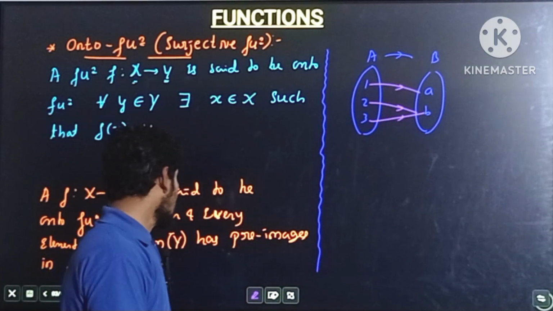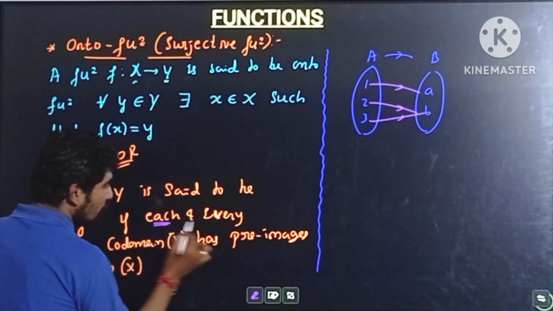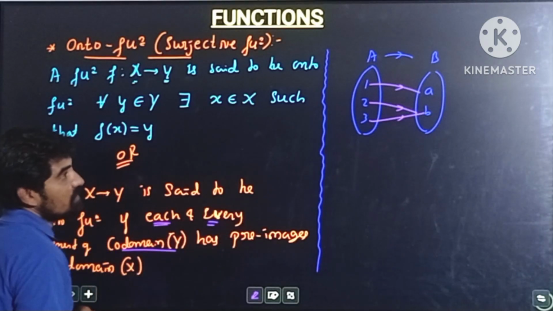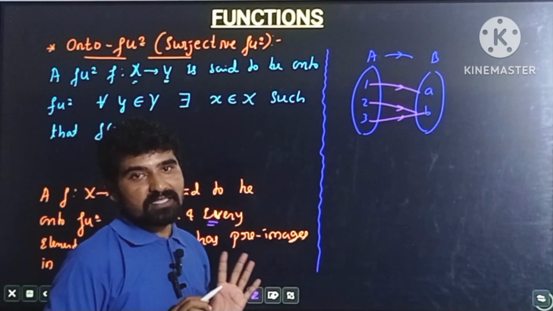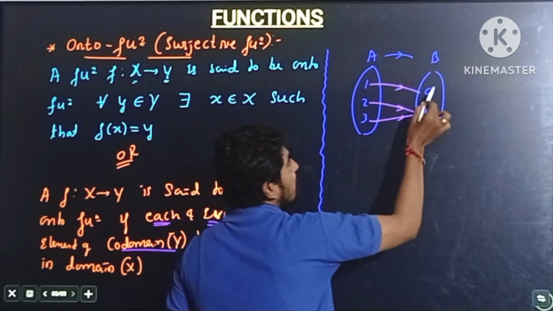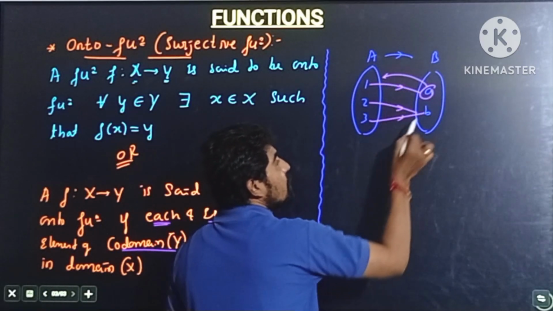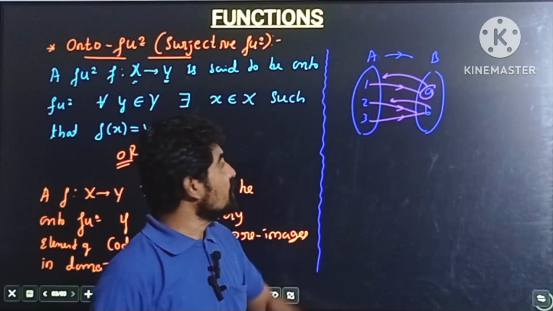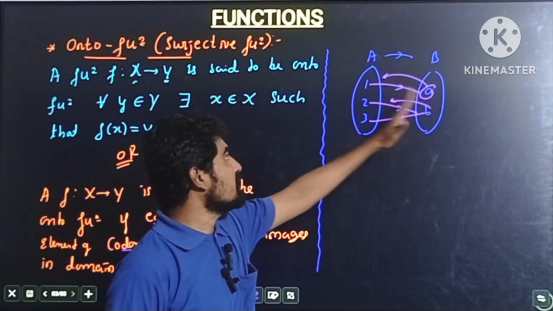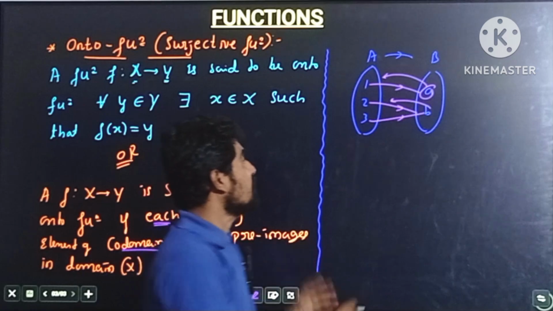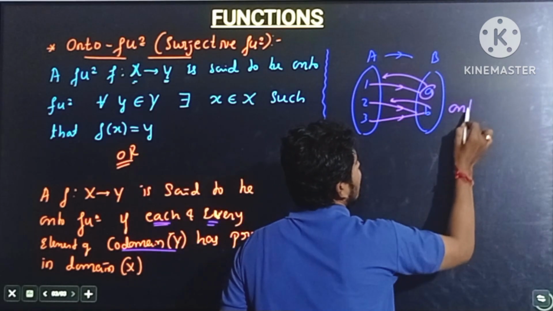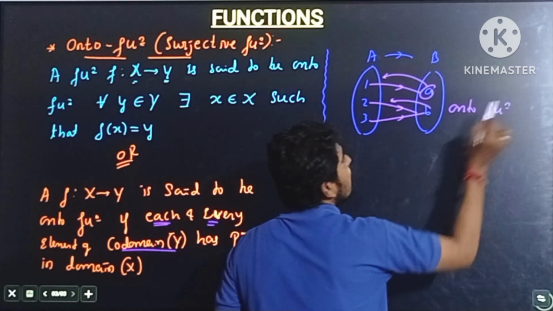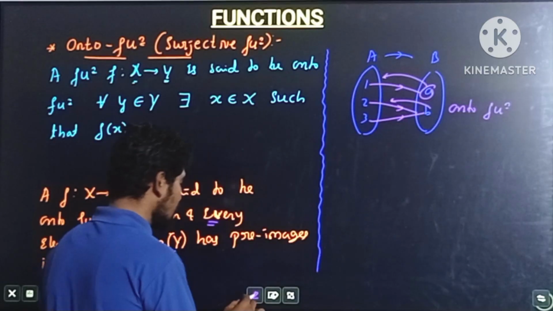What is the condition here? The condition is nothing but each and every element of the codomain set must have a pre-image in the domain set. So observe here, a has a pre-image, b has a pre-image, it may be 1 or 2. So every element of the second set has pre-images in the first set. It means this function is an onto function. I hope all of you are understanding.